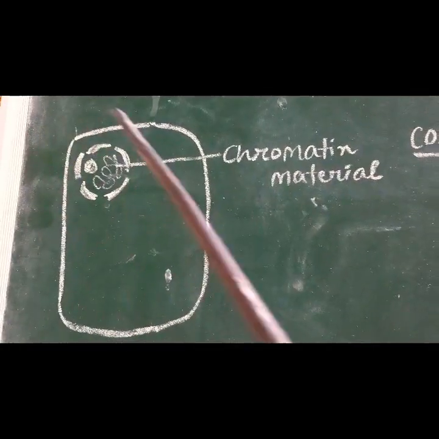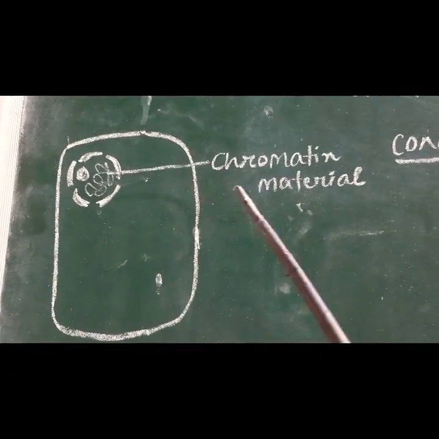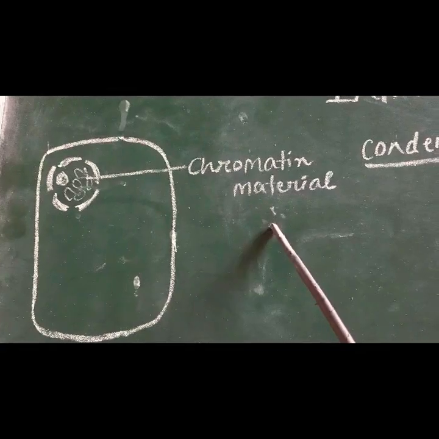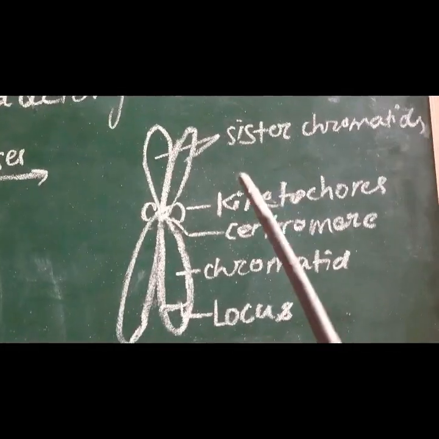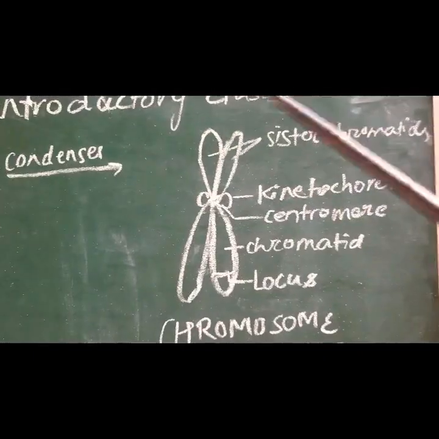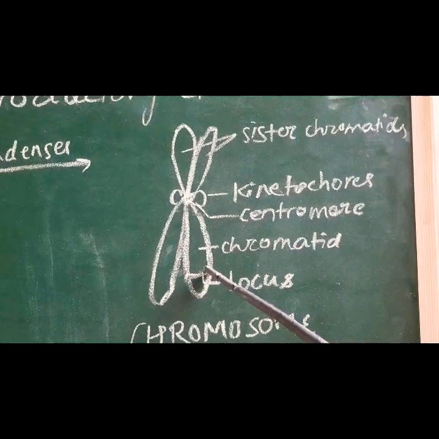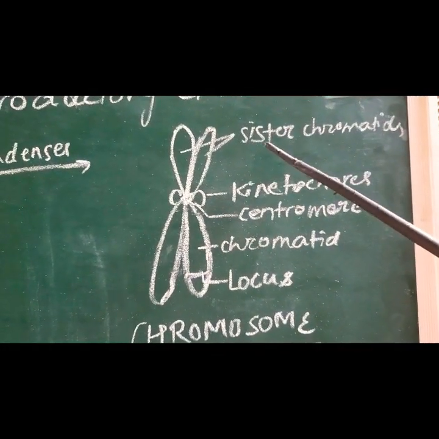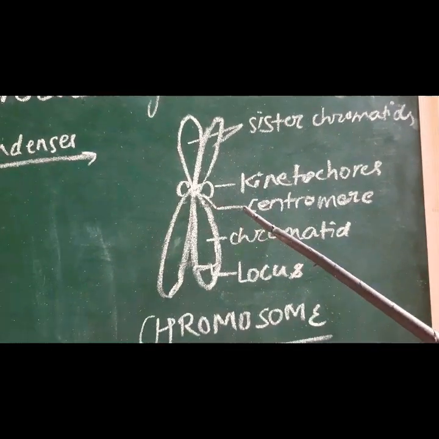So here we have a cell and it contains a nucleus and a thread-like structure that is known as chromatin material. This chromatin material condenses to form chromosome. This chromosome has different parts. One strand of this chromosome is known as chromatid, while the two strands combined together are known as sister chromatid. The point where these chromatids are attached together is known as centromere.